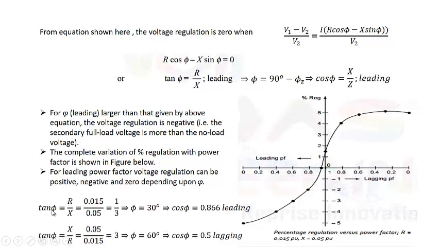For example, if you take tan phi equal to R by X, it will again be equal to this. But if you say that this is lagging, in that case voltage regulation will not be equal to 0. Voltage regulation will be 0 when power factor for this R and X is equal to 0.866 leading, and voltage regulation will be maximum when power factor is 0.5 lagging. If it is 0.5 leading, it will not be maximum, it will have some negative value and it will violate this equation. So you need to be very careful about leading and lagging.